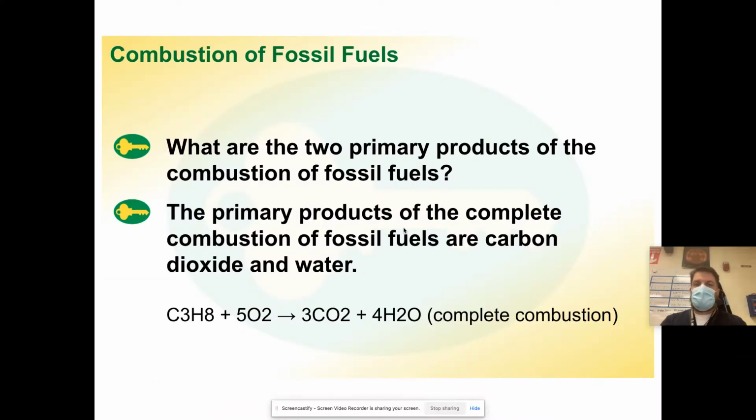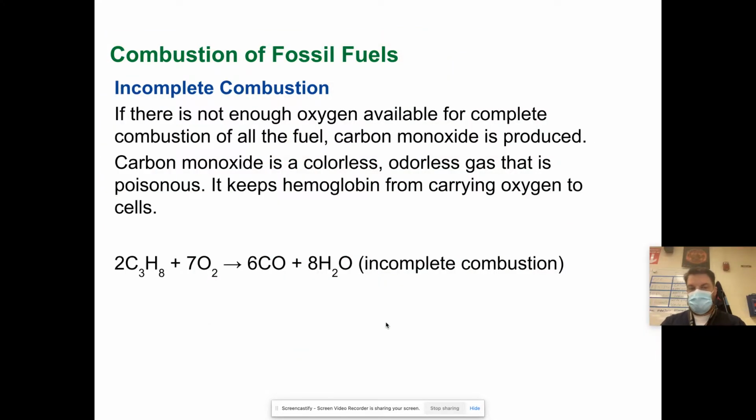Okay. What are two primary products of the combustion of fossil fuels? Well, here's the issue. When you burn a fossil fuel, you're going to get a lot of carbon dioxide, which is okay. You're going to get a lot of water, too. Those are the primary ones. But there's an incomplete combustion, too, that occurs. So if not everything is used up, then you get carbon monoxide. Carbon monoxide is not good for human beings. We breathe it in and we have a hard time getting it out. It's not good for us. Okay, it's not good for the environment either.